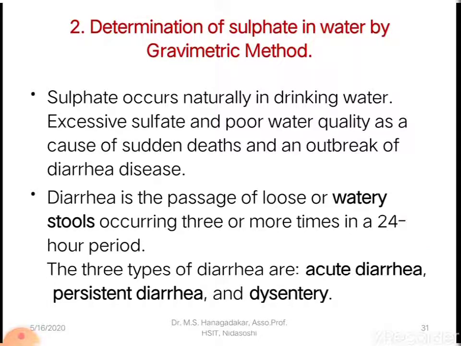There are 3 types of diarrheal diseases: acute diarrhea, persistent diarrhea, and dysentery, that is, loose motion. These are the symptoms of sulfate content in water. So not only viral dysentery, but bad water containing excess sulfate can also lead to diarrhea or dysentery related diseases.